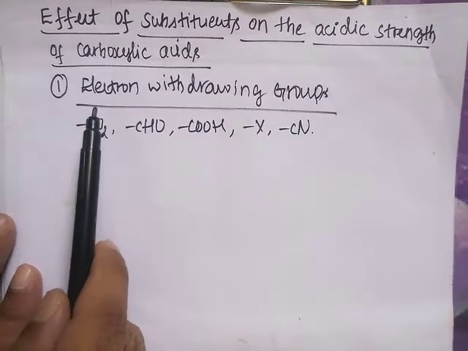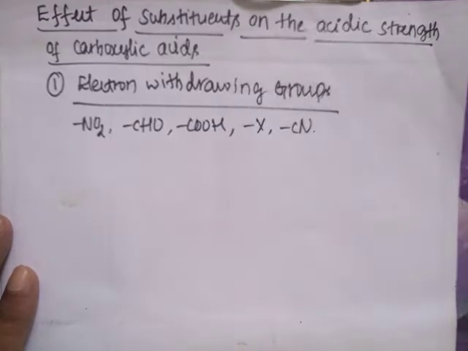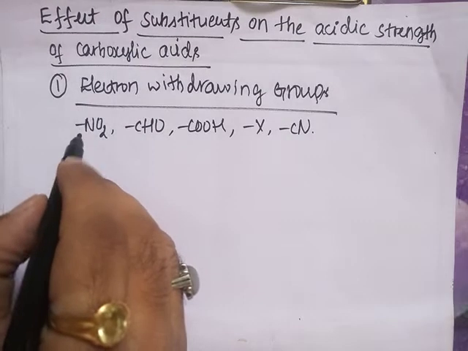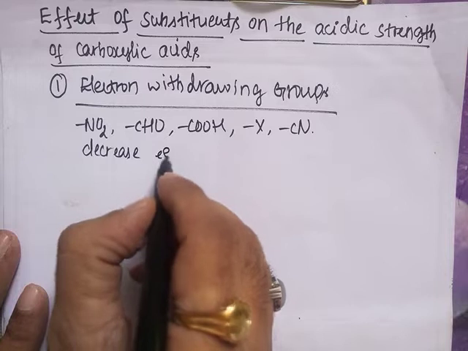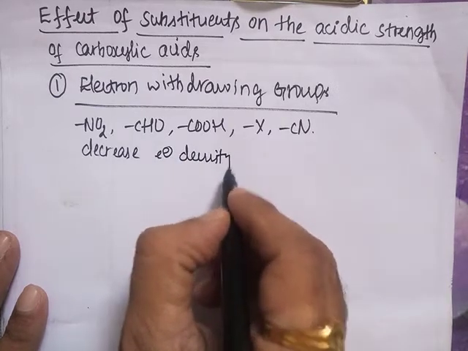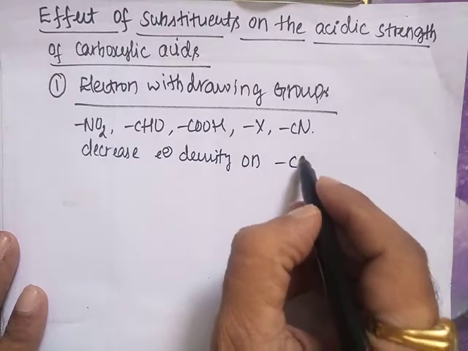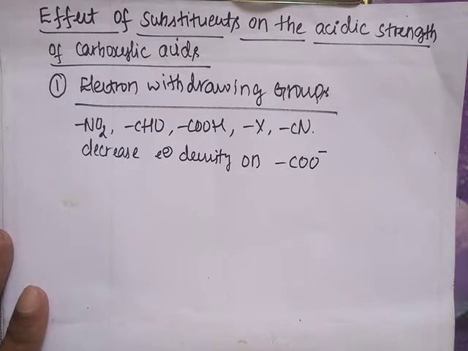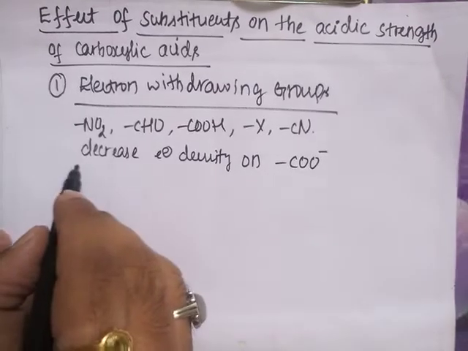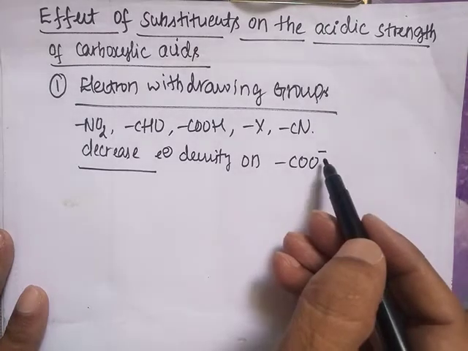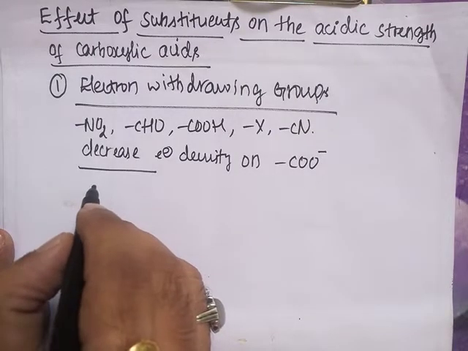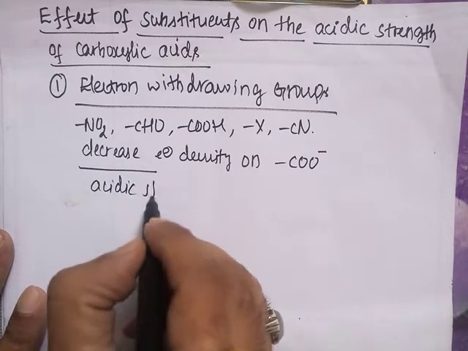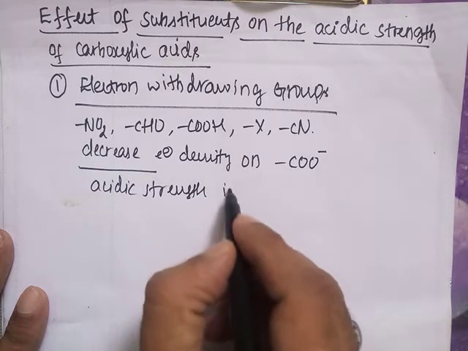When electron withdrawing groups are present in the carboxylic acid, they decrease the electron density on the carboxylate ion by withdrawing the electrons. As a result, the negative charge on the carboxylate ion is stabilized, and hence the acidic strength increases.